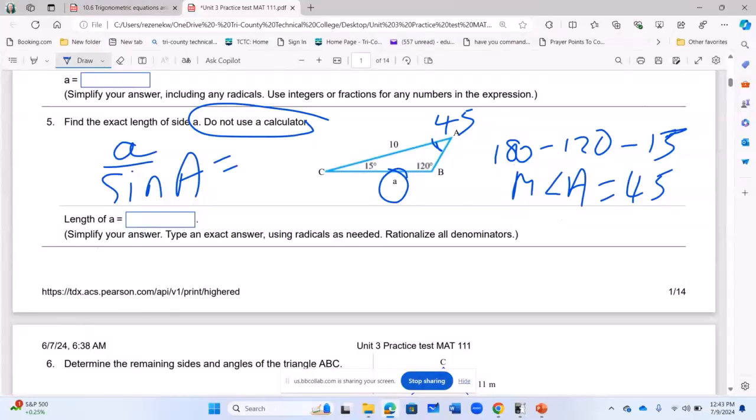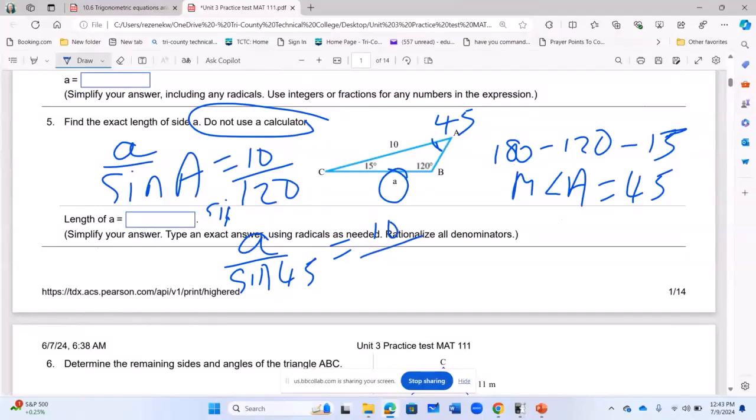I have B here. B is 10 over sine 120. All right, then I'll solve for A. And by the way, my sine A is 45 degrees, so I can write 45 degrees there immediately. So A over sine 45 degrees is equal to 10 over sine 120.